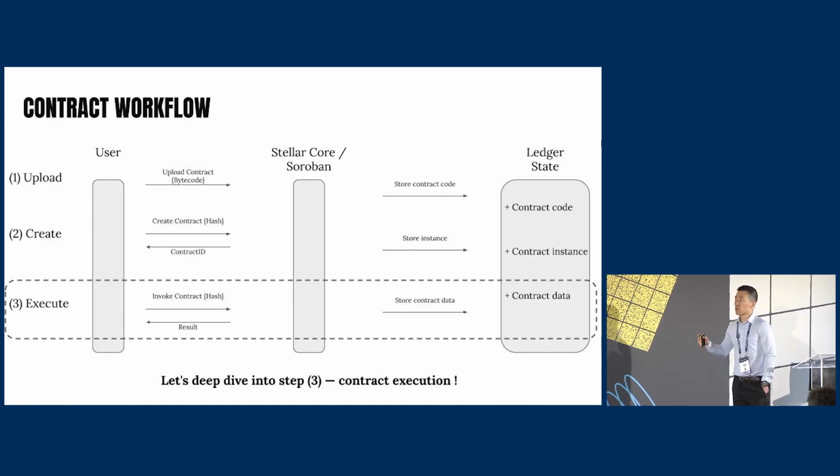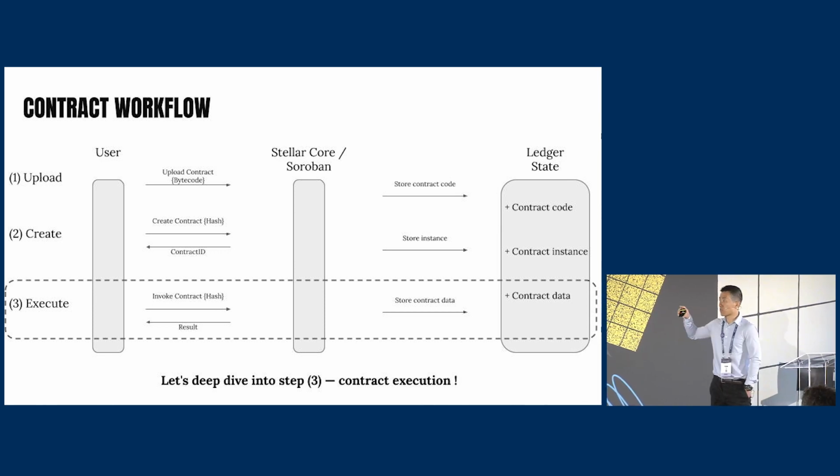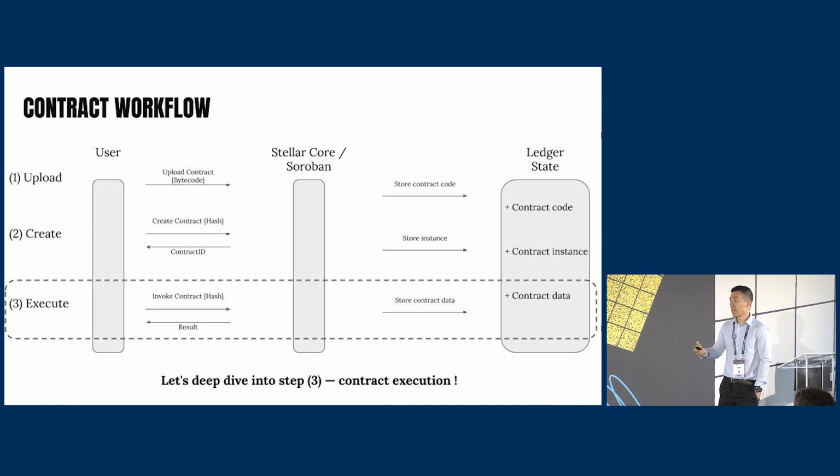Now, before I start, though, I just want to quickly mention the contract workflow. G did a great job of showing you in real action, so I'm not going to dive into details. In order for a contract to work, there are 3 steps. You have to upload the code, create a contract referencing that code, get a contract ID, and then in the end, the third step is to execute the code given a set of arguments.